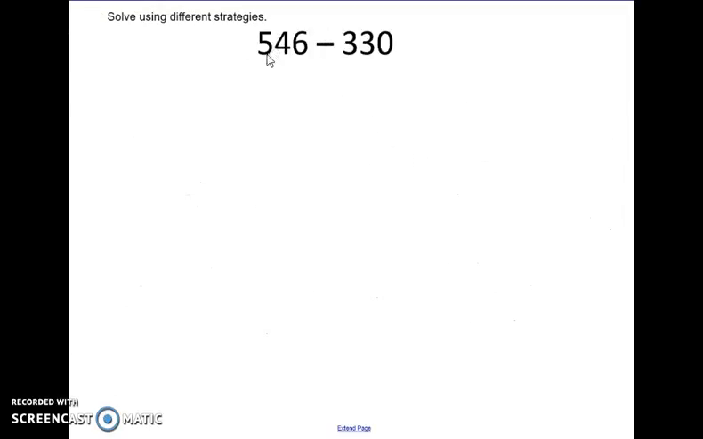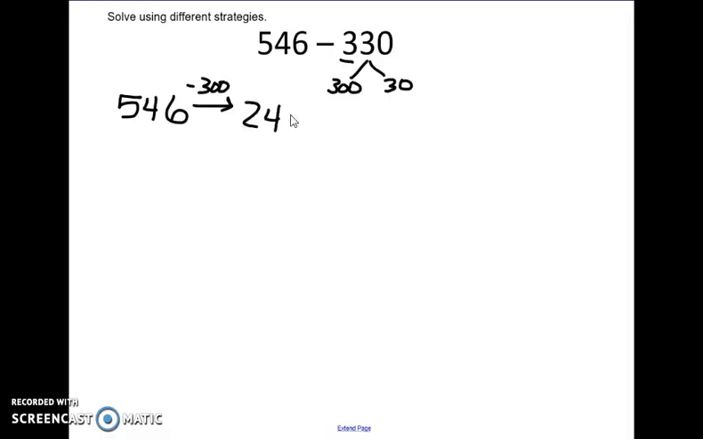So now, I'm going to solve this problem, 546 minus 330. If I look at this problem, I am subtracting, and the number I'm subtracting is made up of hundreds and tens. So I'm going to choose the arrow method to solve this problem. So I'm going to start by drawing 546, put an arrow, and I'm going to subtract my hundreds out first. Remember, you can use a number bond to break up this number so that you can clearly see your hundreds and tens separately. So 546 minus 300 would give me 246.